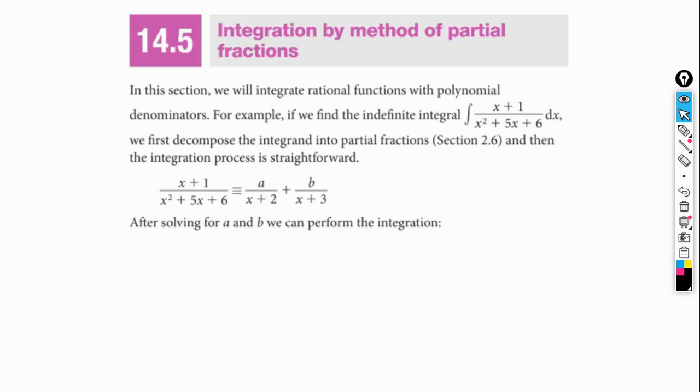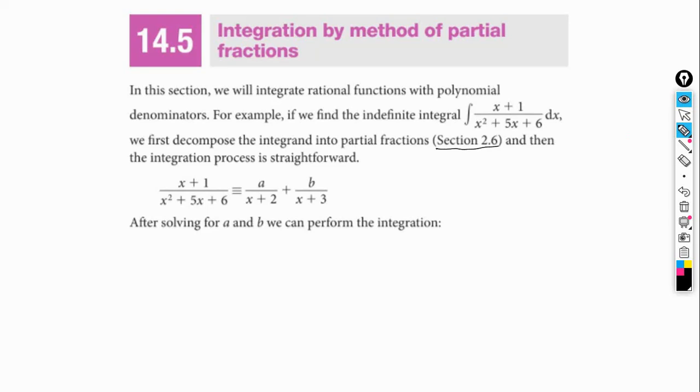For example, if we want to find the definite integral of x plus 1 over x squared plus 5x plus 6, we first decompose the integrand into partial fractions. So this is in section 2.6 of the book if you want to review it. And then the integration process is straightforward.